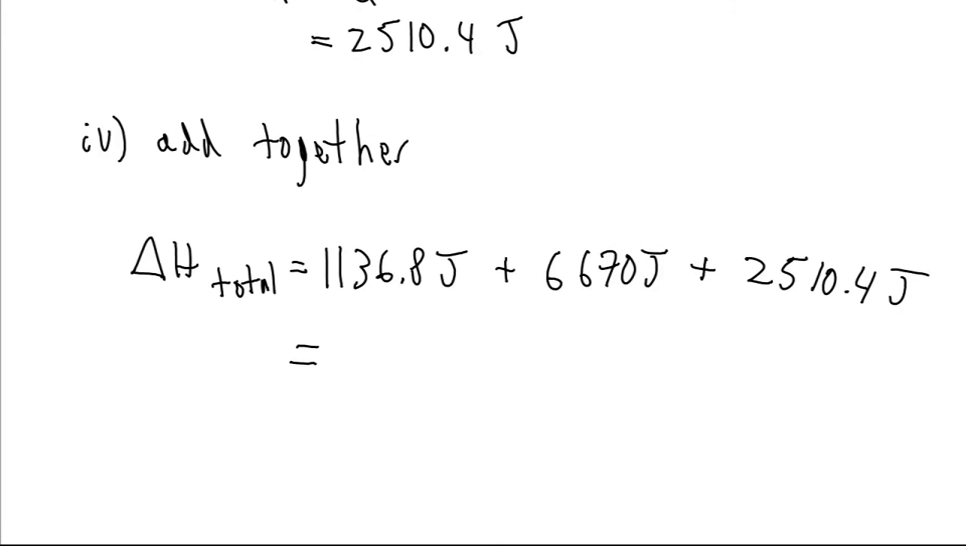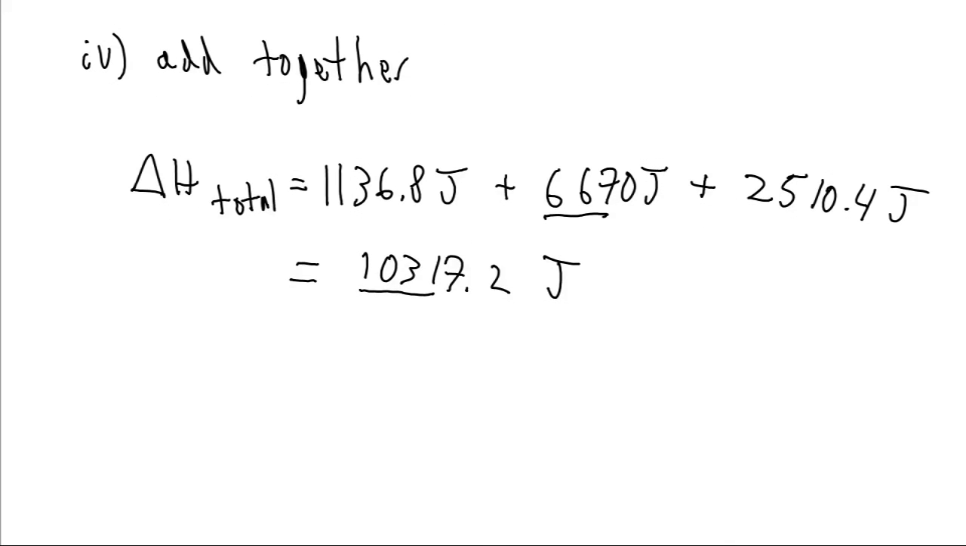We add this all together, we get 10,317.2 joules. There should wind up being sig figs to the tenths place. That's our limiting decimal position in this addition. We could call this 10.32 kilojoules of energy.